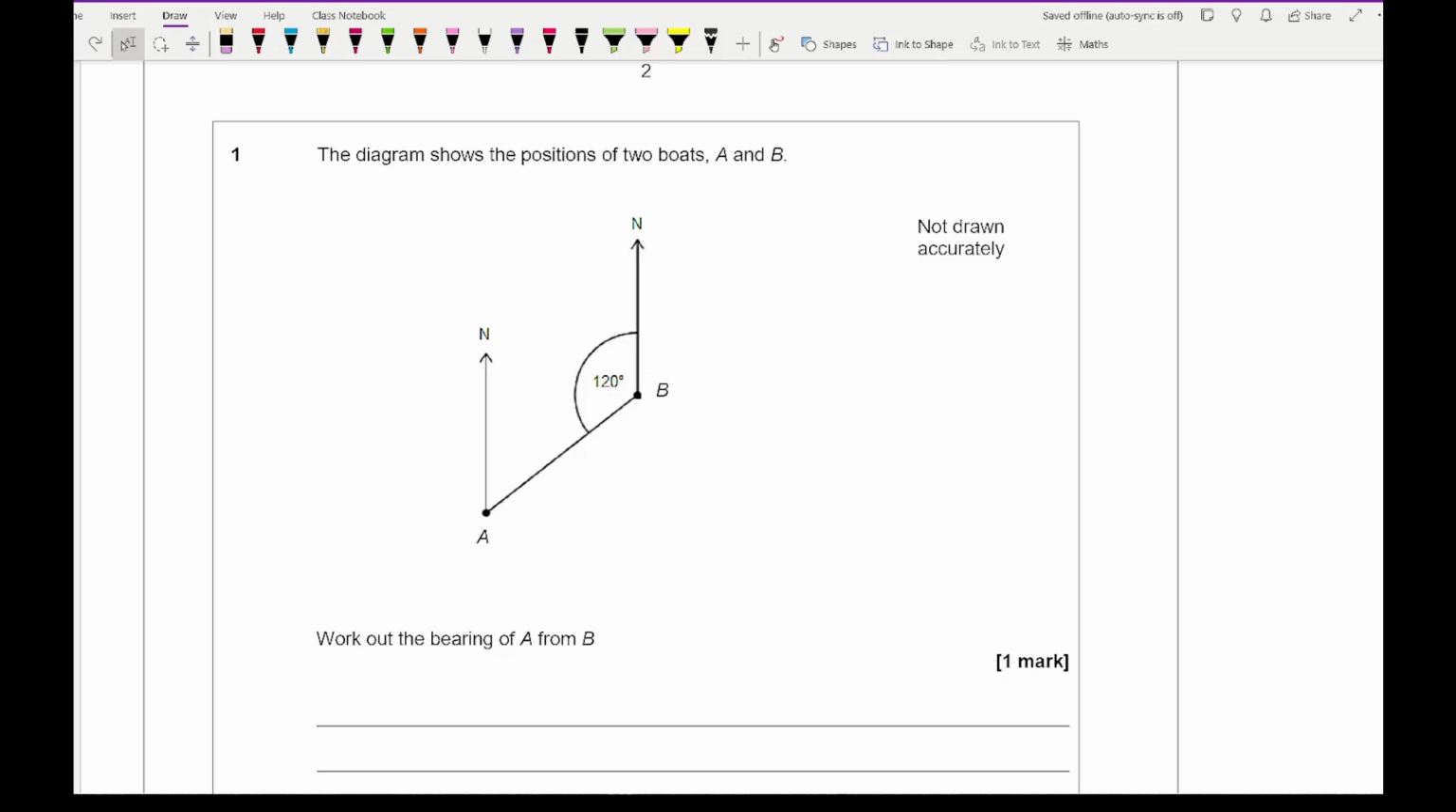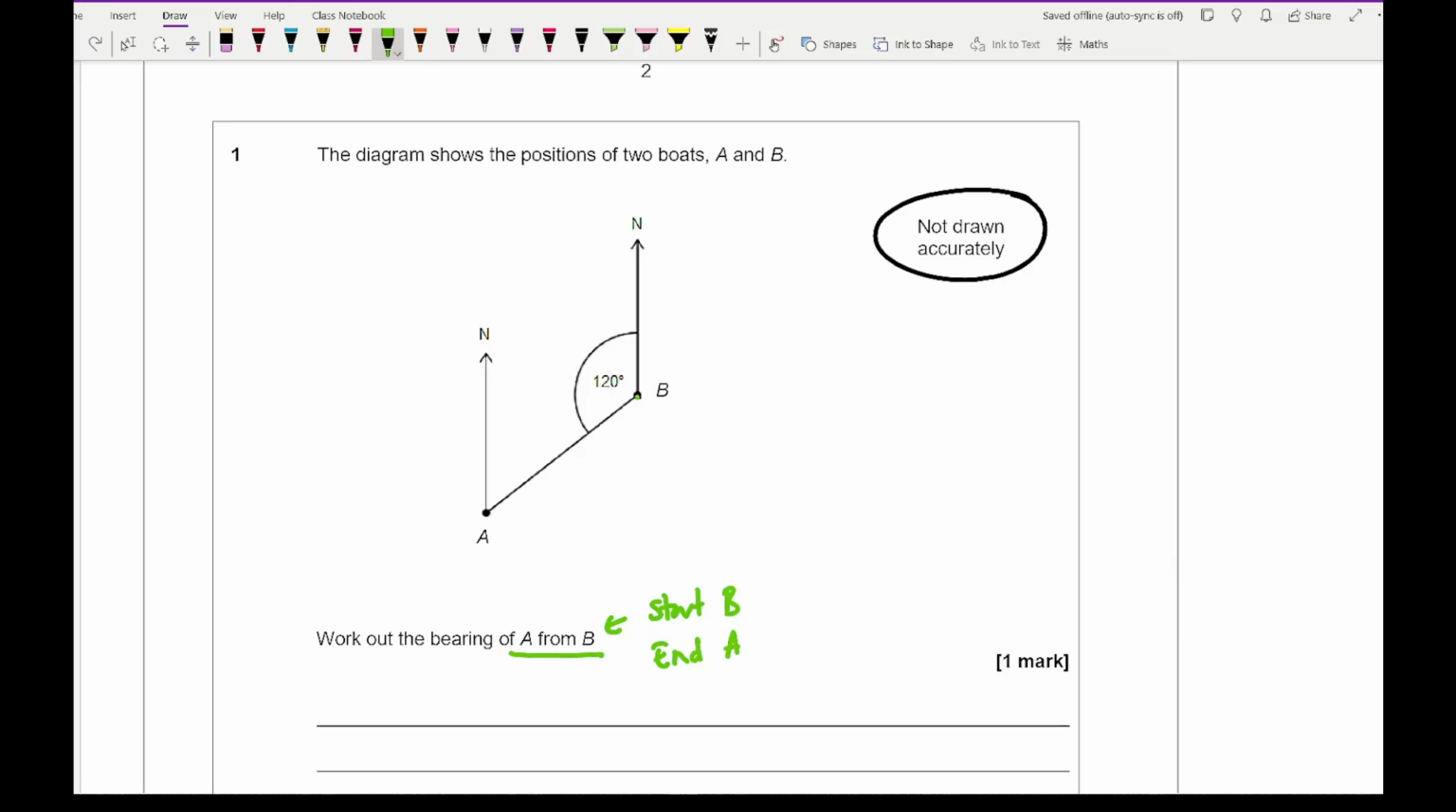So looking at question 1, it says the diagram shows the positions of 2 boats, A and B. Work out the bearing of A from B. Now, remember that this is not drawn to scale accurately, so we can't use our protractor. Here it's important we know which boat we're starting at. It says from B, which means that we're starting at B and we are ending at A.